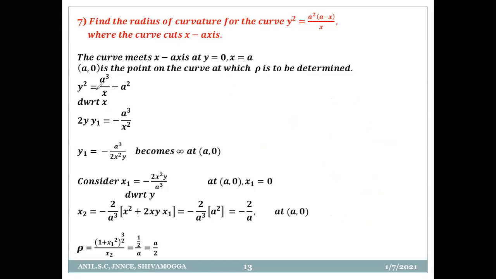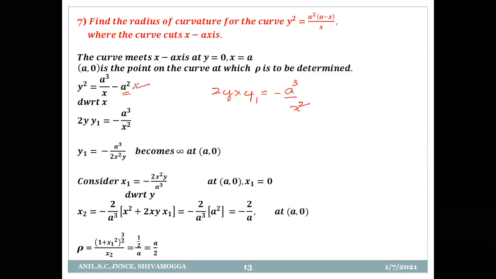Y square is equal to a square into a divided by x. That is a cube divided by x. A square into minus x divided by x is minus a square. This is the given curve. Differentiate with respect to x. Derivative of y square is 2y, and that of y with respect to x is y1. This is equal to, here a cube is a constant, keep it as this, and derivative of 1 by x is minus 1 by x square.